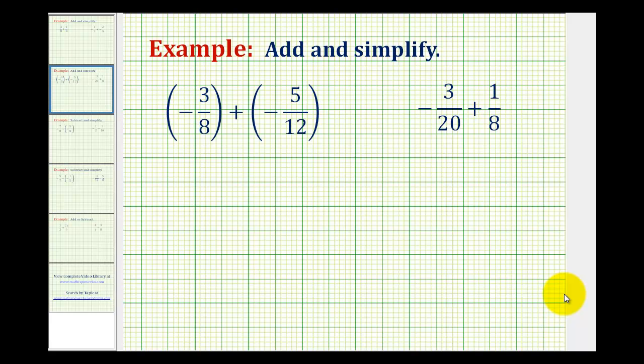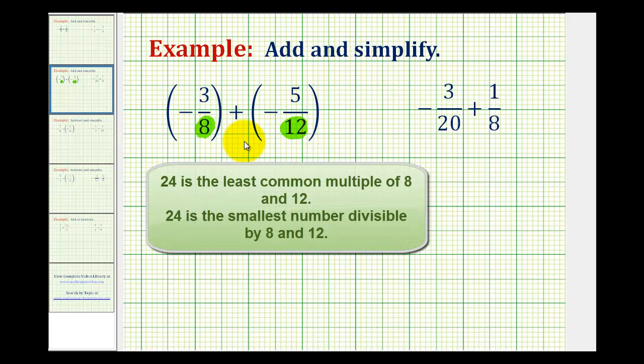I wanted to take a look at two more examples of adding signed fractions. The first thing we should notice about this example is that the denominators are not the same, and we know that if we want to add fractions, we have to obtain a common denominator, hopefully the least common denominator. So if you can look at the denominators of 8 and 12 and realize that the LCD would be 24, that's great.